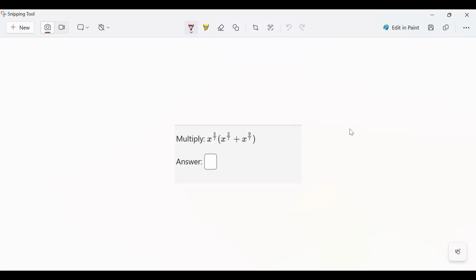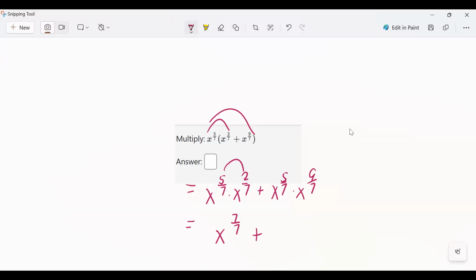All right, let's go over the solution. First, similarly, distribute, so you get x to the 5/7 times x to the 2/7, plus x to the 5/7 times x to the 9/7. Keep the base, add the exponents, you get 7/7. Keep the base, add those two exponents, 14/7. So it becomes x to the first plus x to the second, so x plus x squared. Same result like the previous one.